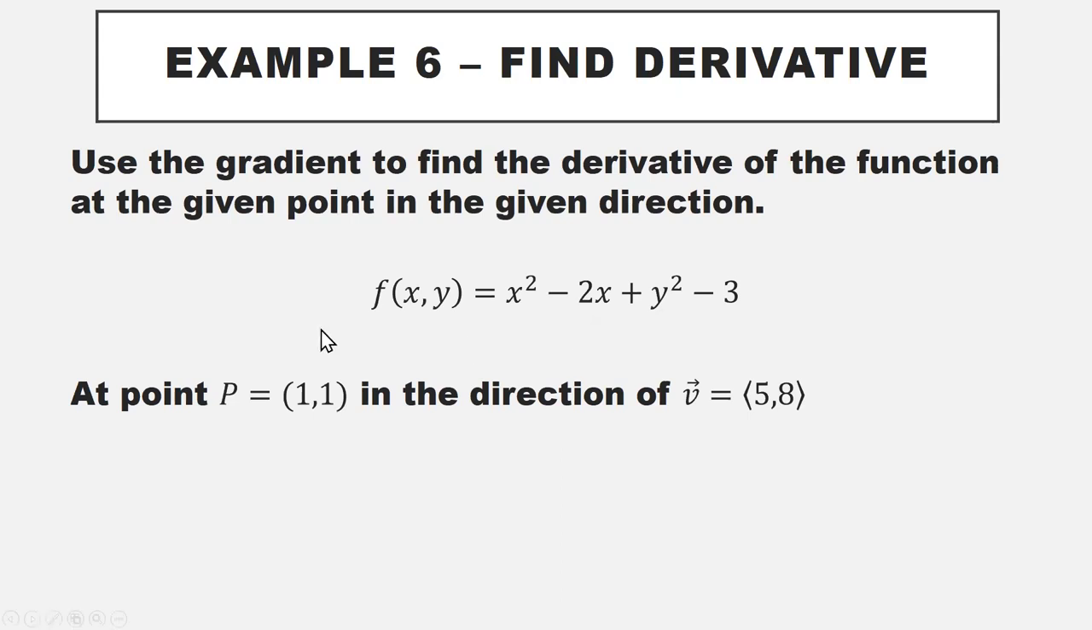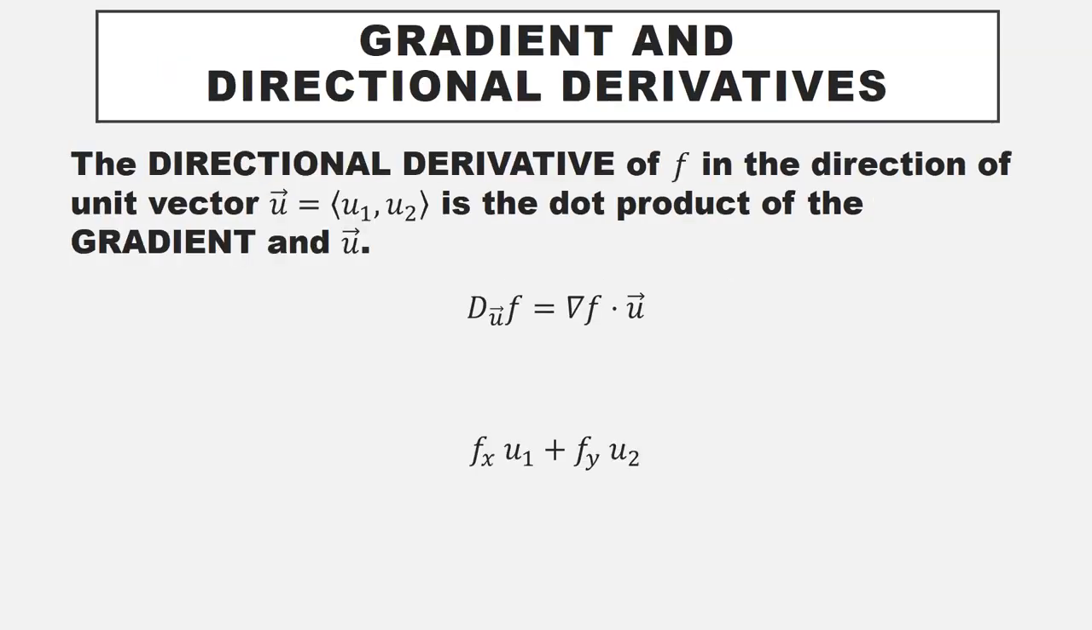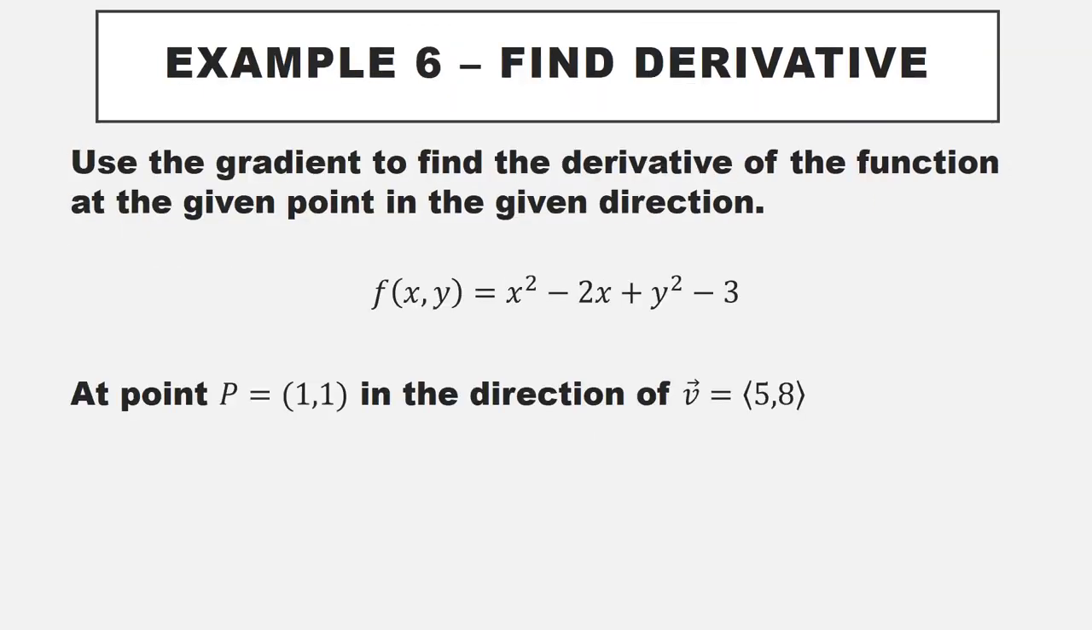So let's do an example. Let's use the gradient to find the directional derivative of the function f of x comma y at the point P in the direction of vector 5 comma 8. So I'm going to use gradient to do this. We've already done a similar thing with just calculating f sub x and f sub y independently. So let's do this with gradients.